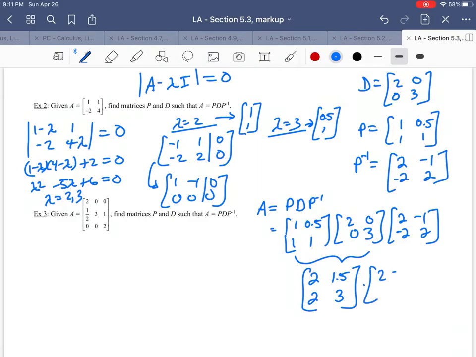All right, so now this is multiplied by 2, negative 1, negative 2, 2. So I get 4 minus 3, so that's 1, good. Then when I do this and this, I get negative 2 plus 3, so I get 1. And then on the bottom row, 2, 3 times 2, negative 2, I get 4 minus 6, so good, negative 2. And then finally, 2, 3 times negative 1, 2, I get negative 2 and 6, so I get 4. Phew, sorry about that.